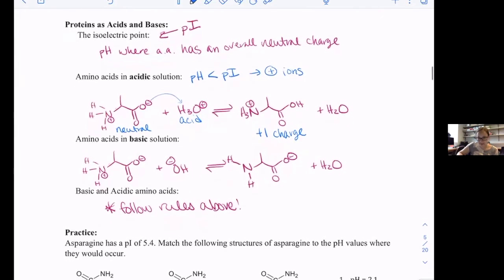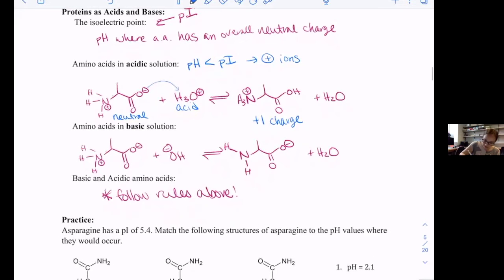In a basic solution, it'll be the opposite. So in this acidic solution, the carboxylate was what was protonated. But now in a basic solution, where your pH is greater than the isoelectric point, well, we got to adjust this a little bit, don't we? Let's just erase where we write charge. We're going to have +1. The overall charge is +1.